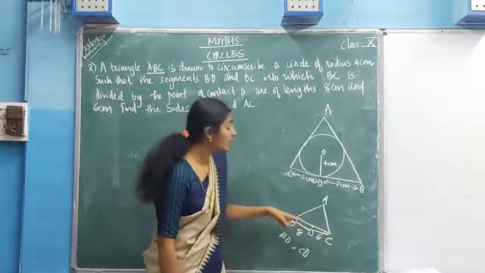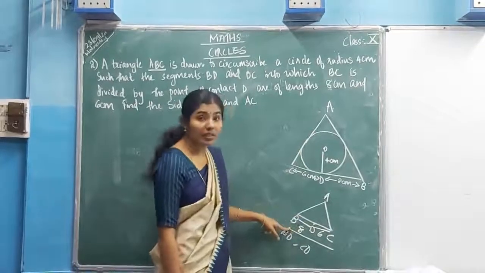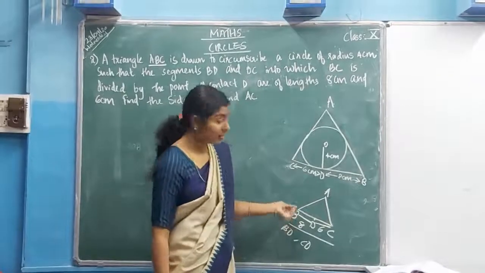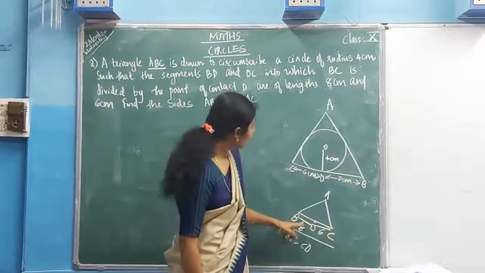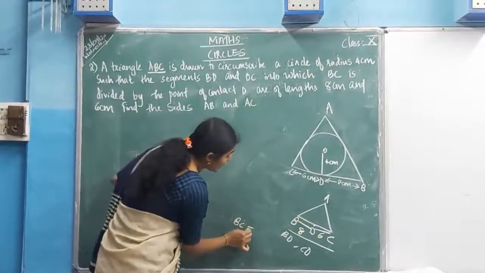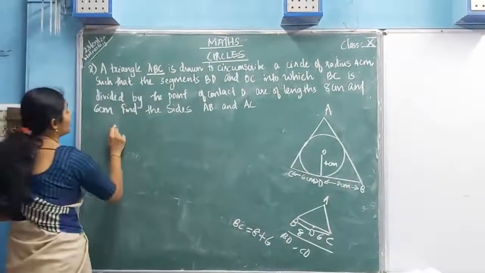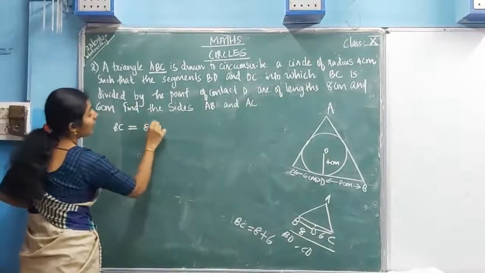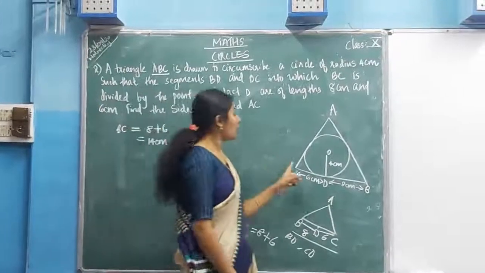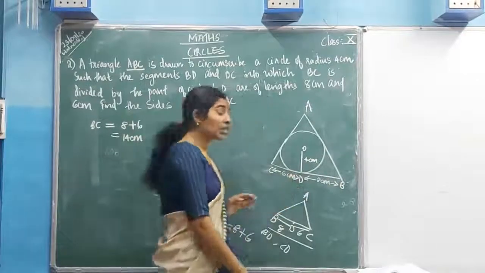So what is the length of its side? The length of this side is the sum of these two segments, isn't it? How will you get BC? By adding these two segments, BD and CD. Each segment's measurement is also given. So what is the length of BC? BC is 8 plus 6. Write the measurement of BC, that is 8 plus 6, that is 14 centimeter. So for one of its sides we can find the measurement of BC.